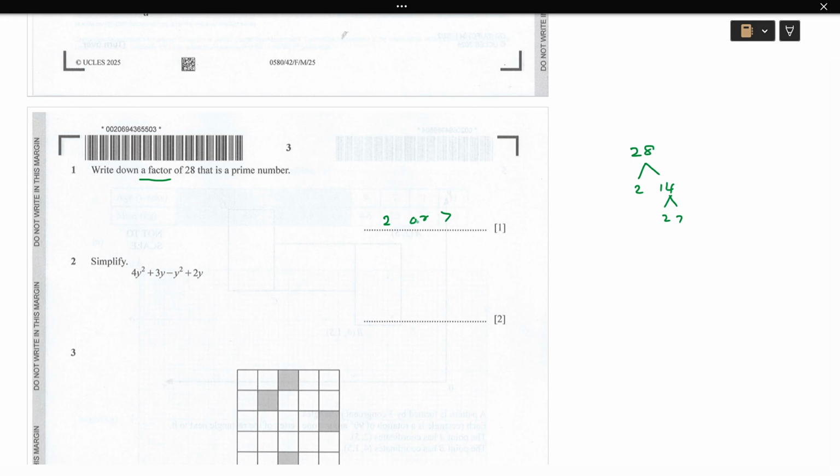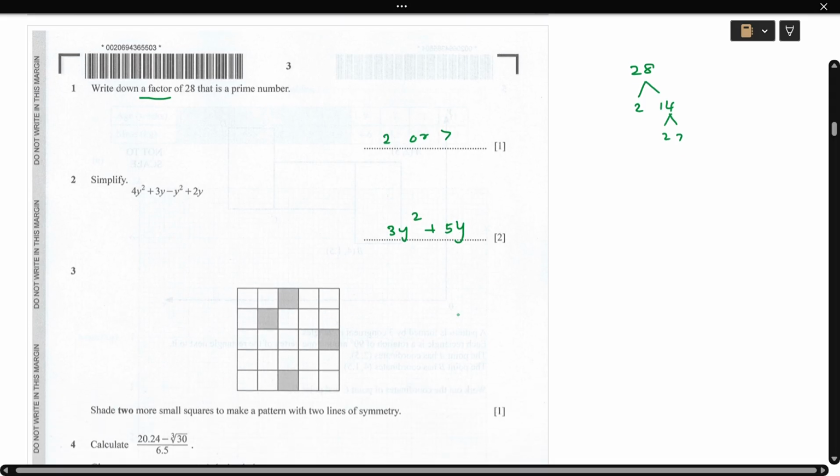Okay, so the next one, just simplifying this equation: 4y square plus 3y, which is 4y square minus y square, 3y square, then plus 5y.